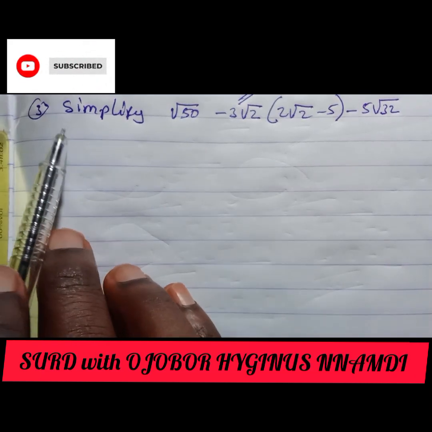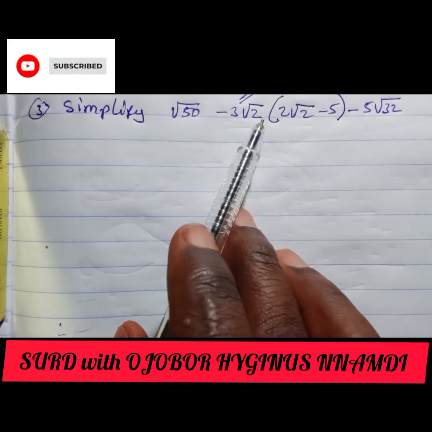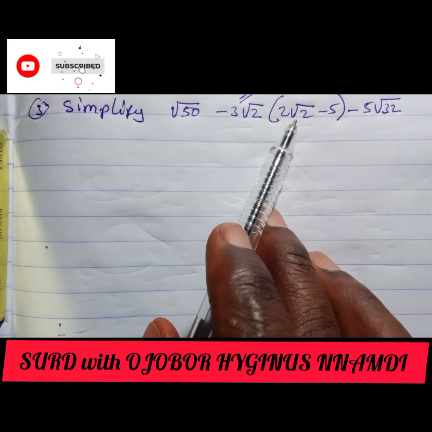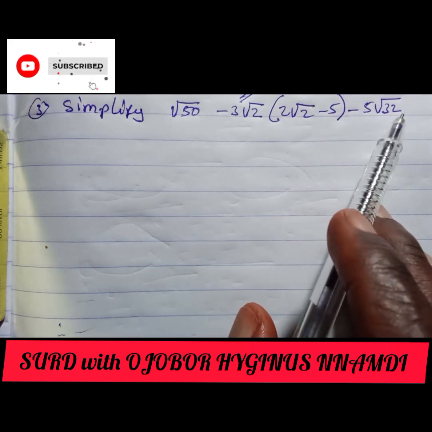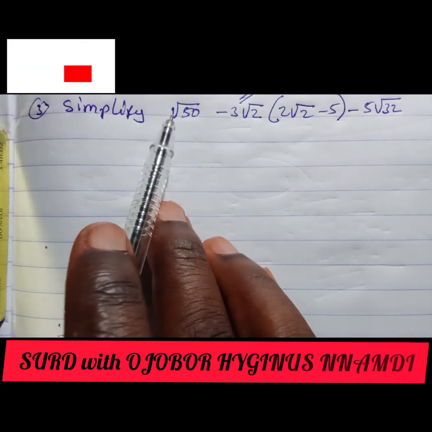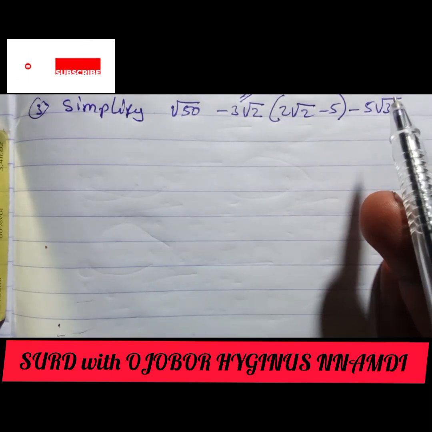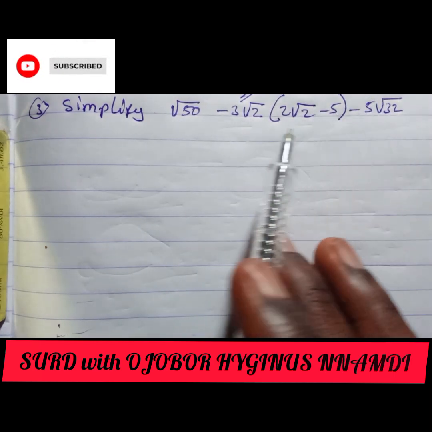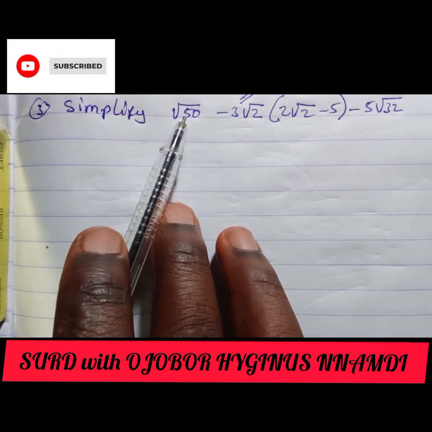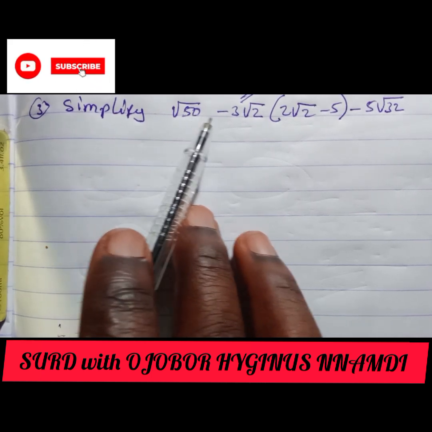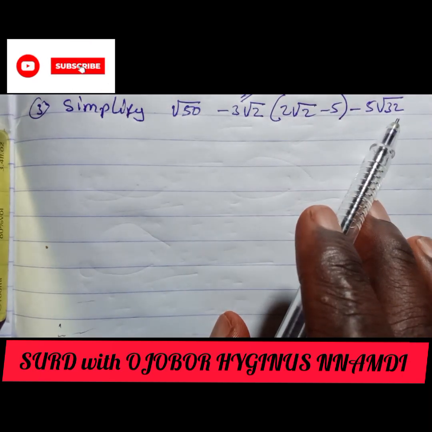So we have another question that says simplify root 50 minus 3 root 2, open bracket 2 root 2 minus 5, close bracket, minus 5 root 32. To simplify this, like I said, we are going to solve it like normal mathematics, but we ensure that they are all in their simplest form. So this root 50 has to be reduced to its simplest form. Of course, root 2 is already in its simplest form. Root 32 also has to be reduced to its simplest form.